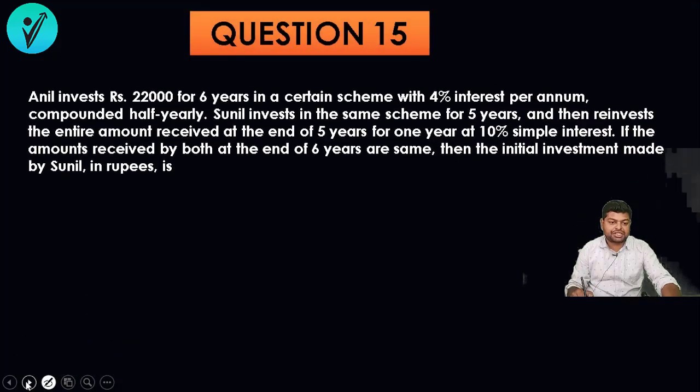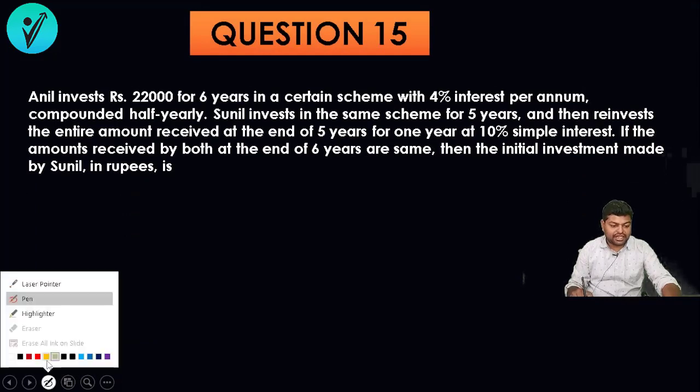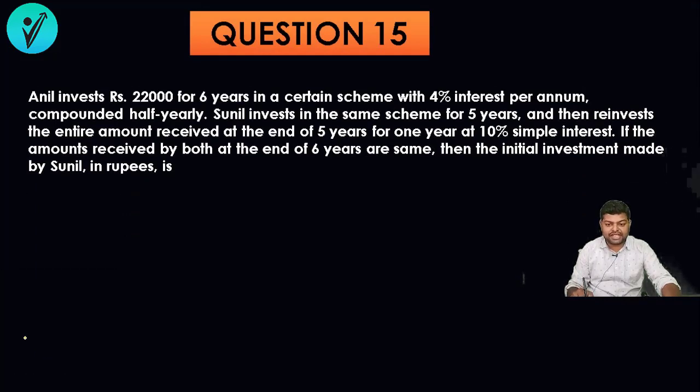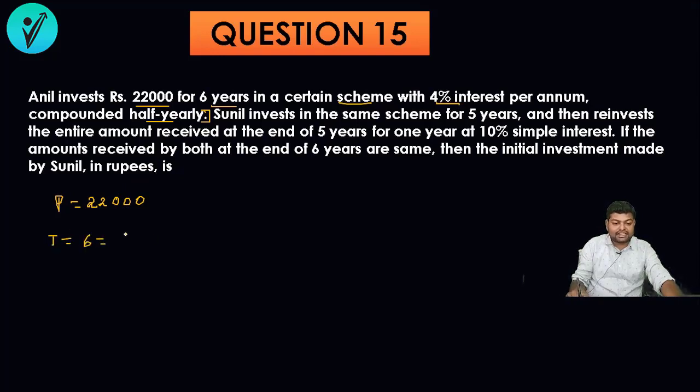Next we have question number 15. So again, question number 15 is what? It is from the chapter of simple and compound interest. Okay, so it says that Anil invests rupees 22,000 for 6 years in a certain scheme with 4% interest per annum compounded half yearly. So Anil has invested 22,000. For Anil, I'll write principal is 22,000. Time is 6 years, or we can say it is 12 half years.